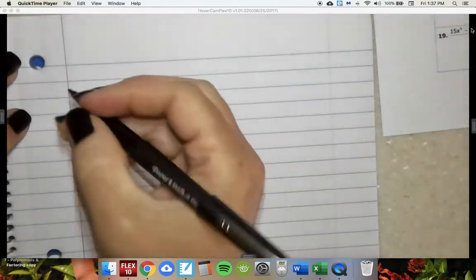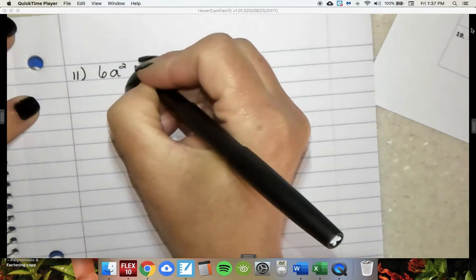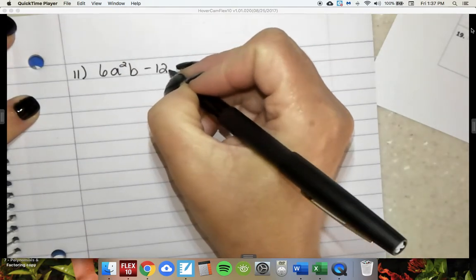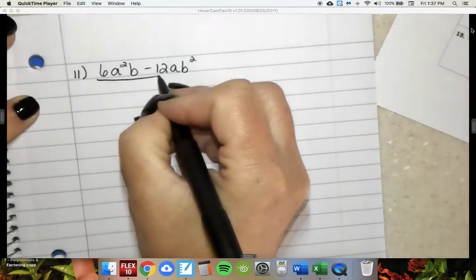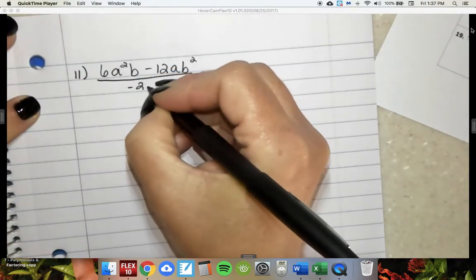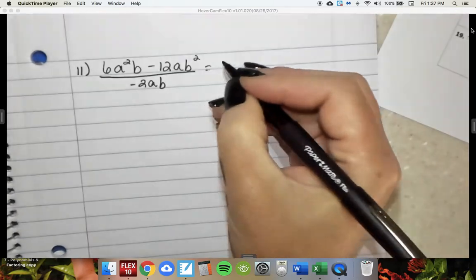Let's jump. Technically, this is example 11. I know you don't really care about that, but for my sanity and to keep up with what I'm following along with here, I'm going to call that number 11. Here we go. It is a 6a squared b minus 12a b squared. That's the numerator. And down in the denominator is a negative 2a b. Awesome.